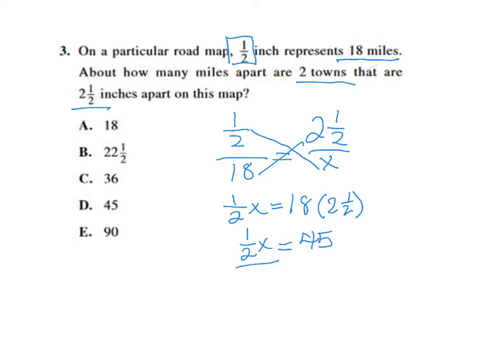Then I'm going to need to get rid of the 1/2 times x, and I'm going to do that by dividing. So when I take 45 divided by 1/2, that will give me 90. So the answer to my question was, how many miles apart would the 2.5 inches represent? And that would be 90 miles.